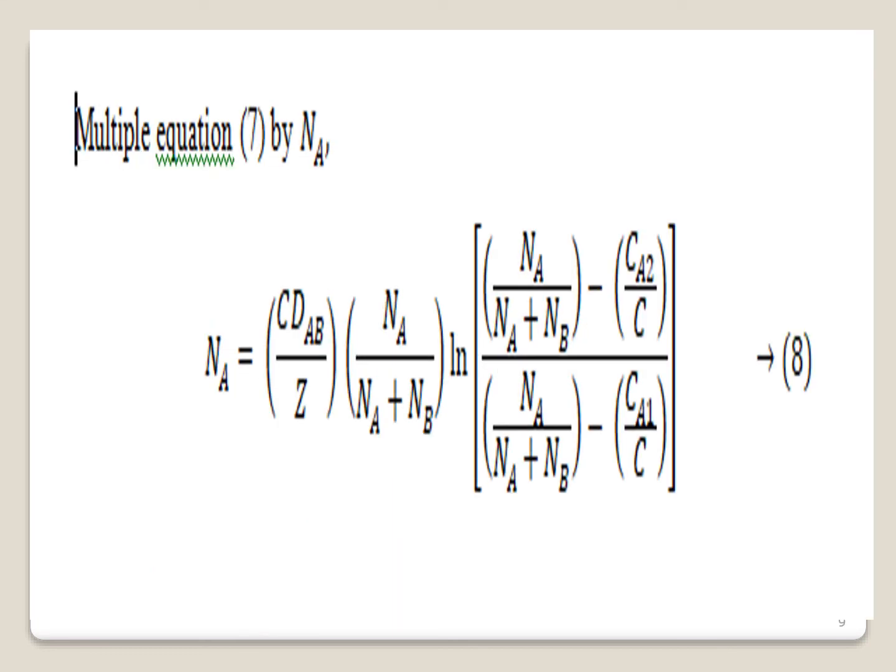Multiply and divide by NA, the value cannot change. This is correct, NA by NA is equal to 1. So here NA is equal to C into DAB divided by z into NA by (NA plus NB) ln of (NA by (NA plus NB) minus Ca2 by C) whole divided by (NA by (NA plus NB) minus Ca1 by C). This is the last expression.